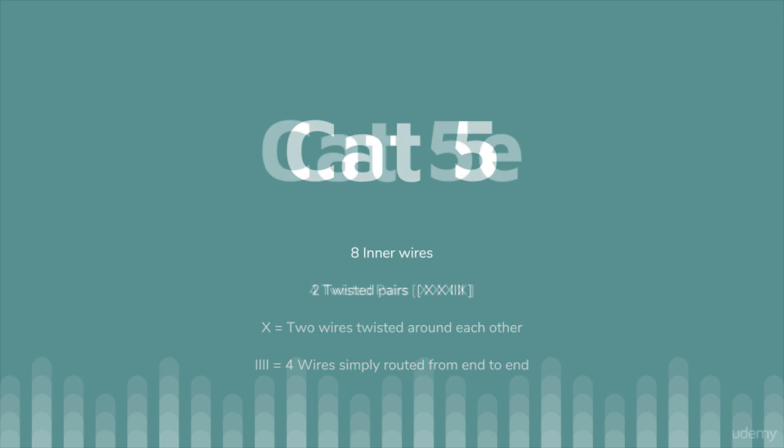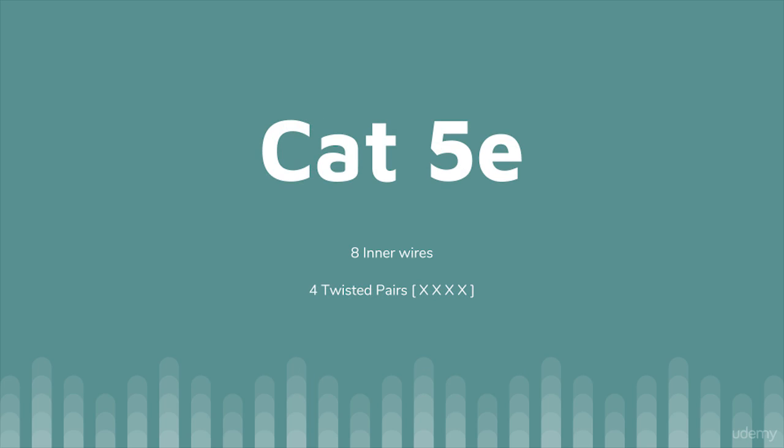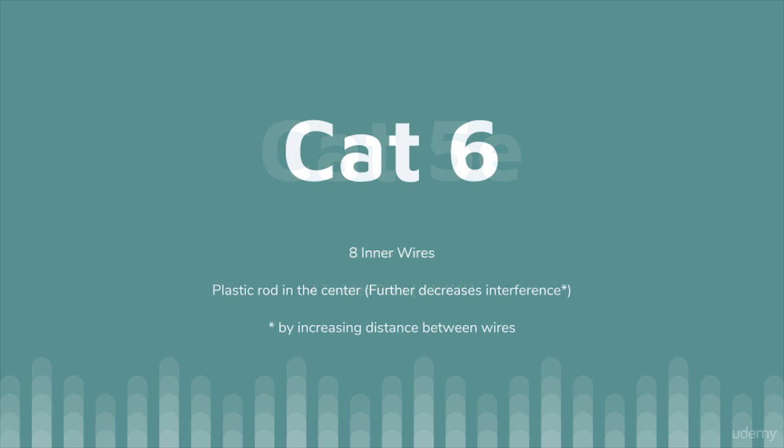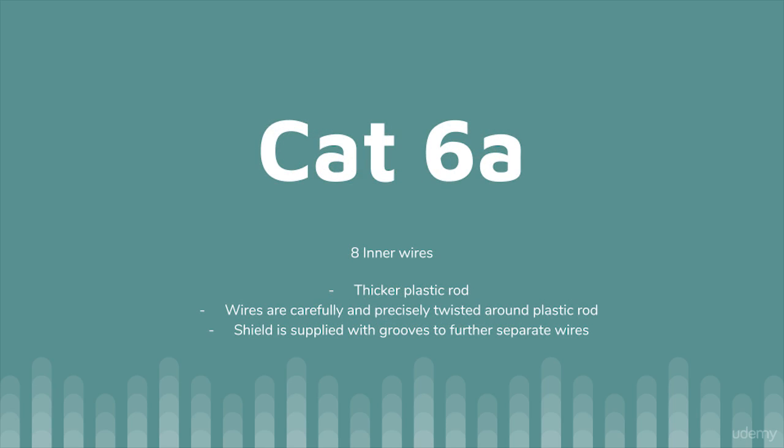Now we look at the category 5E. It's got the same 8 inner wires with all wires twisted, so we have 4 pairs of twisted wires. This reduces interference and crosstalk even more. The category 6 cable has the same 8 wires, but this time instead of twisted pairs, there's a plastic rod running through the middle of the cable to keep every wire as far apart as possible. And the plastic rod method turned out to be pretty useful because CAT6 cables can now handle up to 10 gigabyte transfer speeds. And then we have the CAT6A cables, which have double the frequency of CAT6.